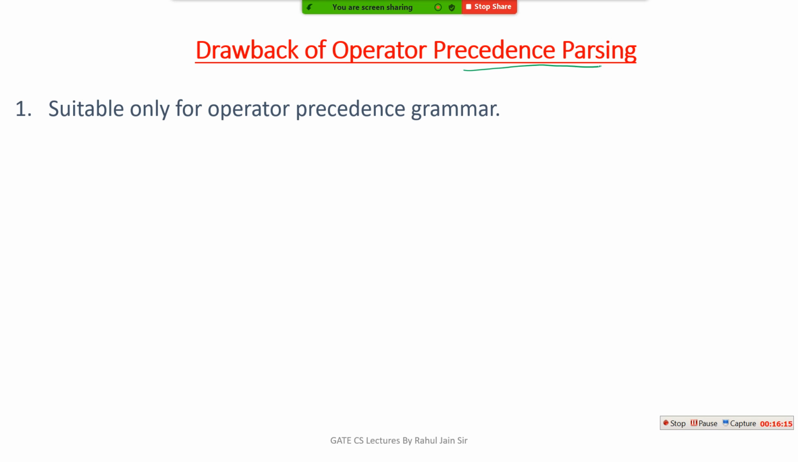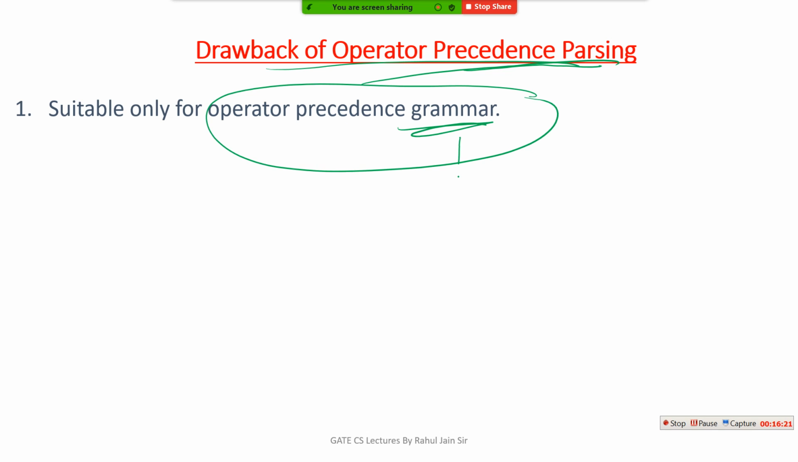So the next one is drawbacks of operator precedence parsing. Basically, operator precedence parsing is suitable only for operator precedence grammar. It is not suitable for grammars which have epsilon on the right hand side, because epsilon doesn't exist in operator precedence grammar. And if two non-terminals exist adjacently, then again we have a problem with operator precedence parsing. That is one of the greatest drawbacks of operator precedence parsing, right?